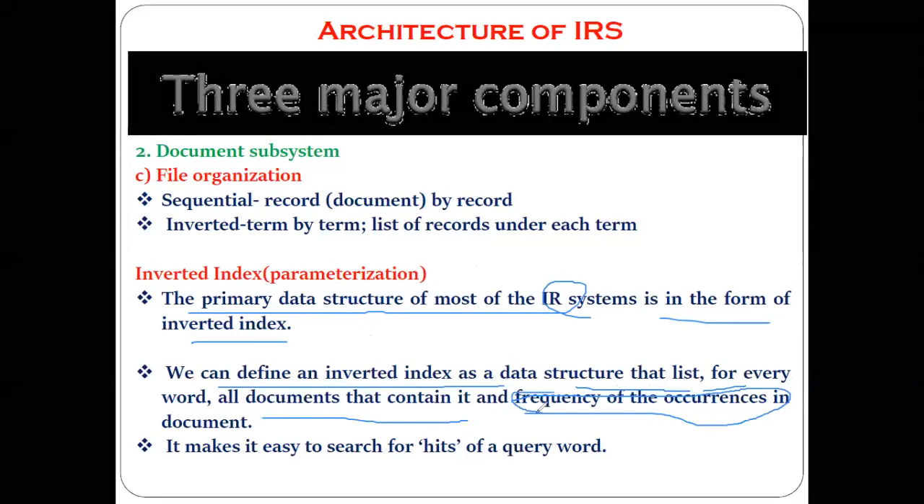So the inverted index is done in which way? With the help of what? Frequency of the occurrences in the document. Means if certain words have occurred frequently in a certain statement in that document, that statement will get the first ranking. Are you getting my point? Frequency of occurrence means what? Yes, what do you mean by the frequency of occurrence?